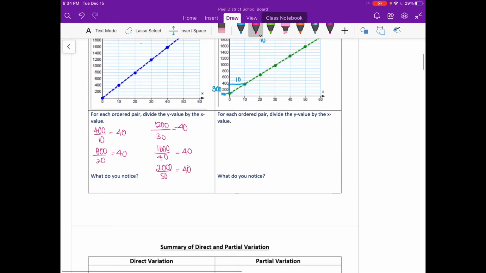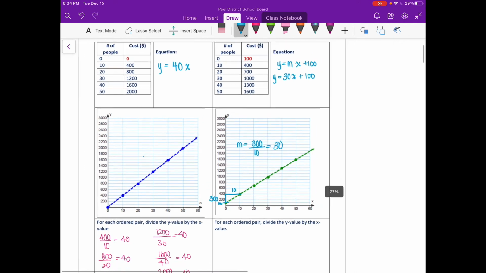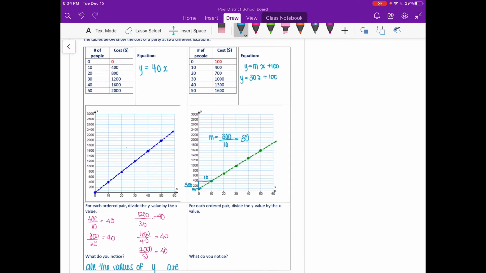So what do you notice? All the values of y divided by x are constant at 40. Okay. So now let's try doing the same thing with our values over here.